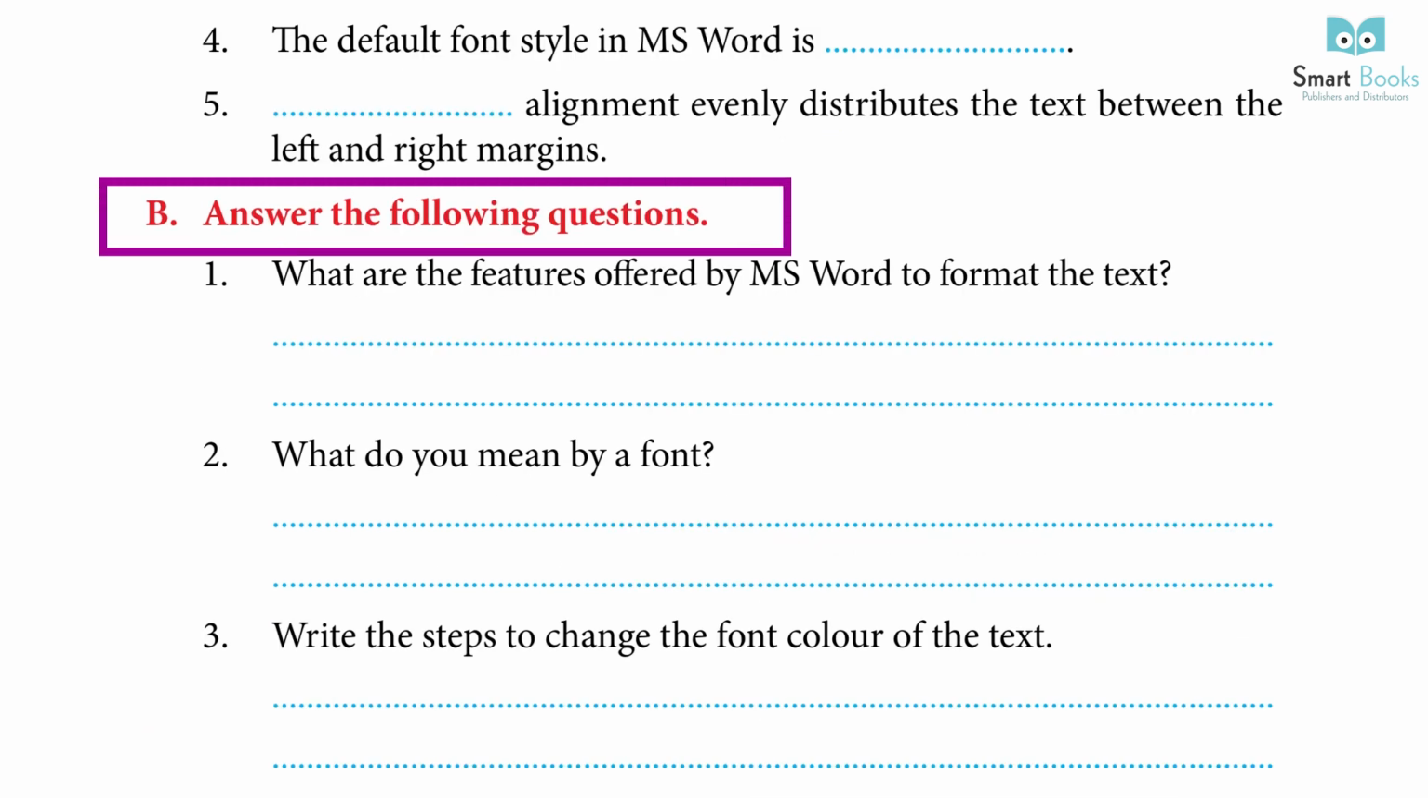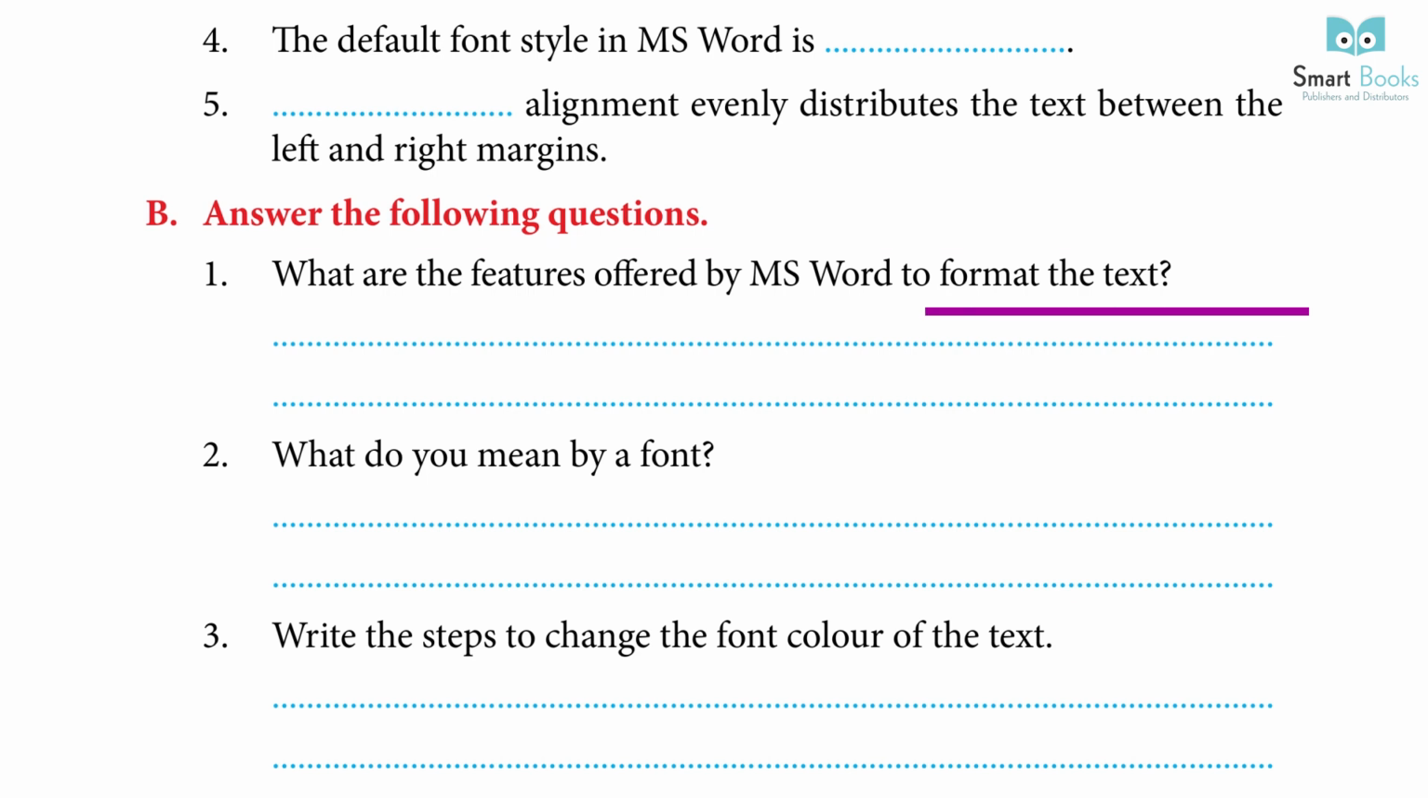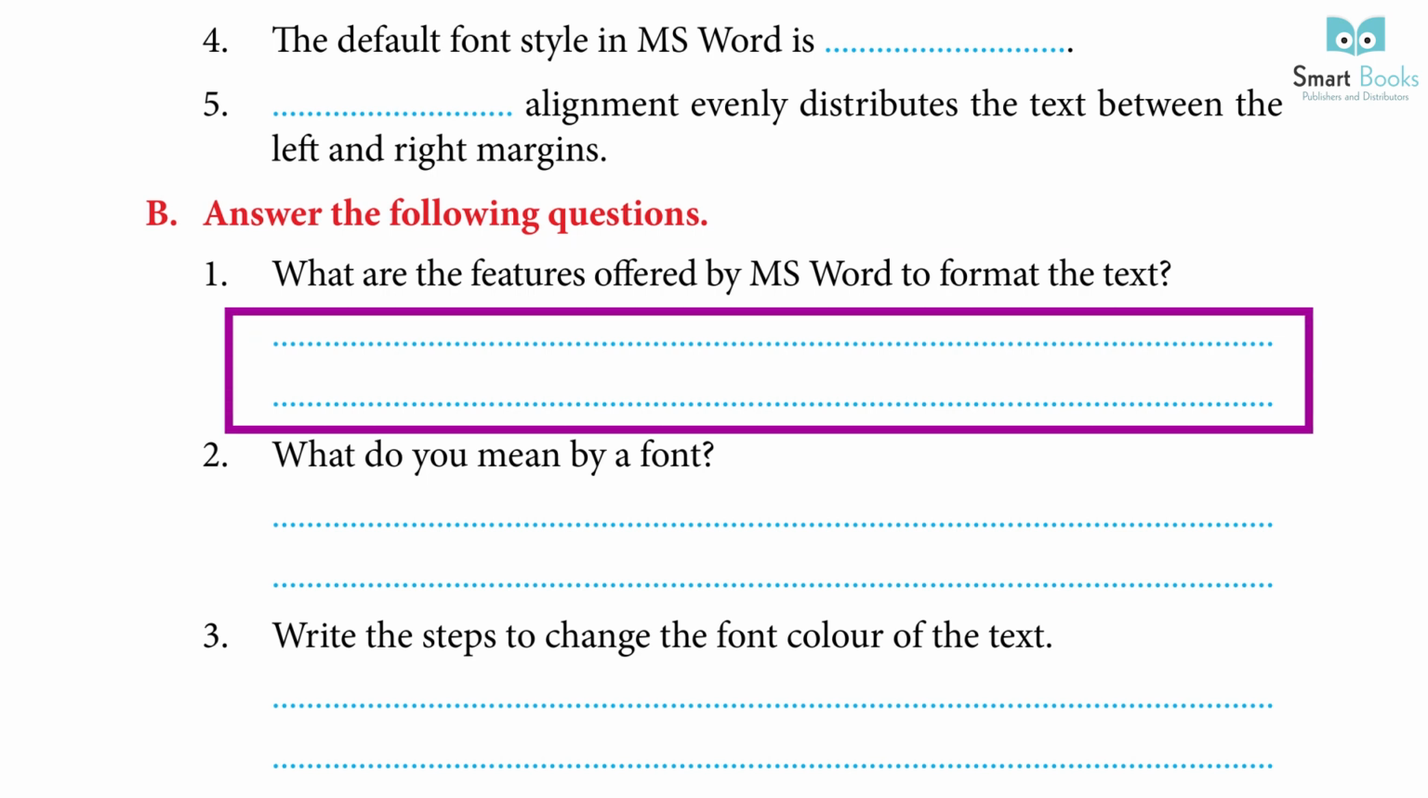B. Answer the following questions. 1. What are the features offered by MS Word to format the text? Answer: The features offered by MS Word to format the text are as follows. A. Font style, size and color. B. Text case and alignment. C. Border and shading effect.